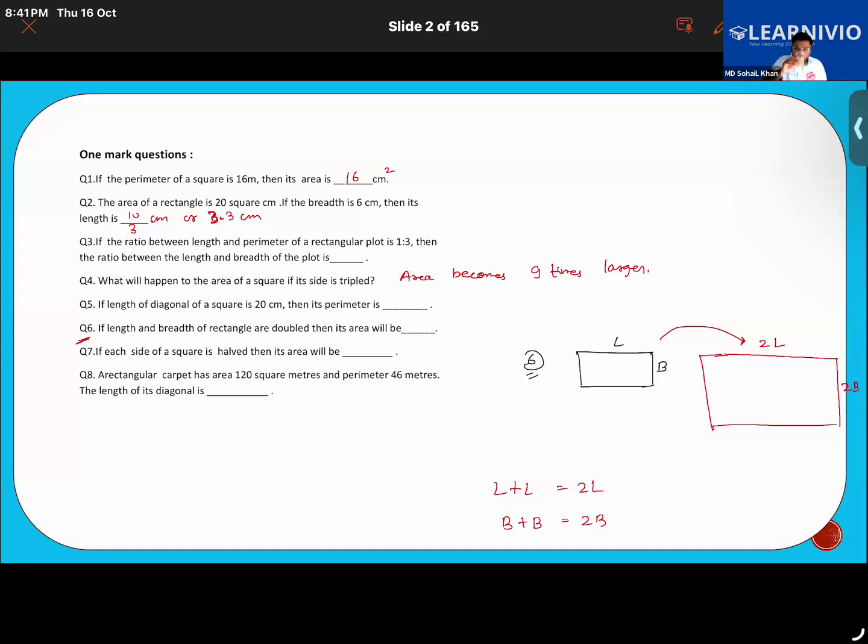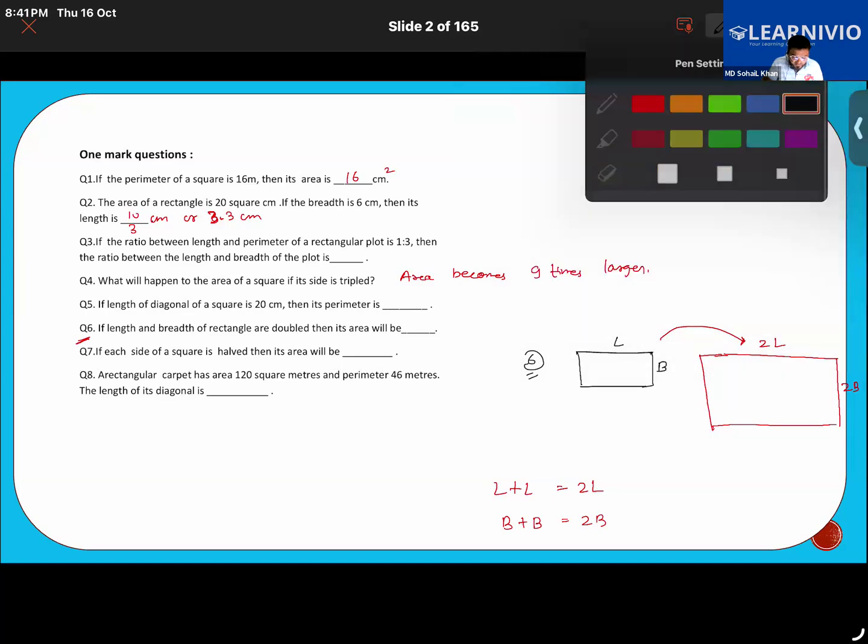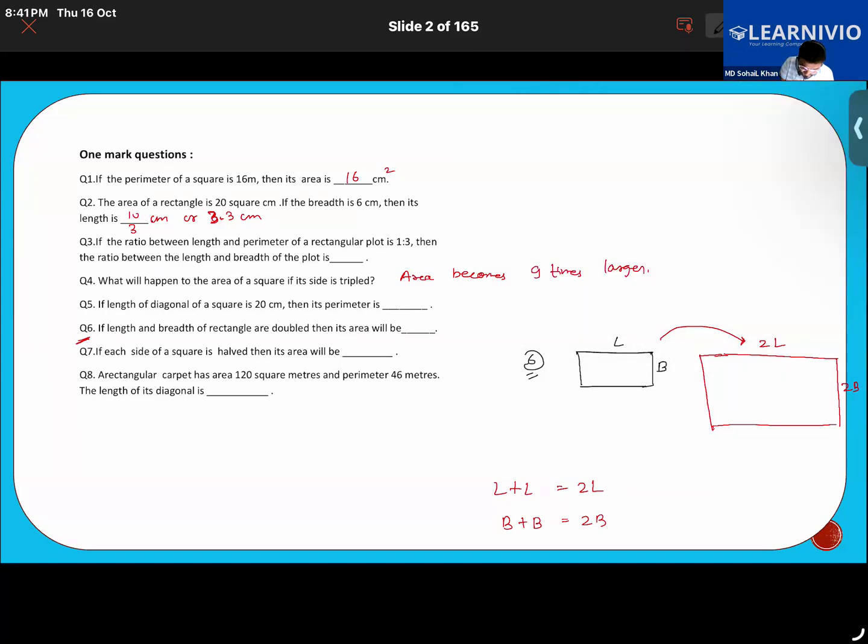So the question is saying that if length and breadth are doubled, what will be the new area? What will happen to the area? One thing is obvious, area will become bigger, but how much bigger will it be? Let me give you some options. Will it be 2 times big? Will it be 4 times big? Or will it be 6 times big? Or will it be 8 times big? Suppose these options were given to you.